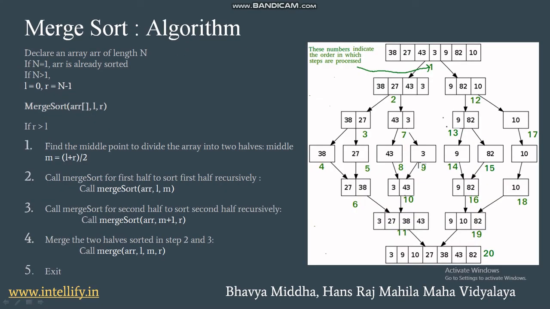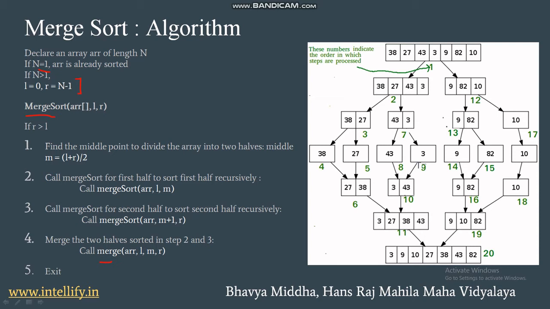Okay, so dear students, let us discuss the merge sort algorithm. We declare an array ARR of length n. If n is equal to 1, then our array is already sorted. If n is greater than 1, we initialize L as 0 and R as n minus 1. L and R denote the index positions. Then we use two functions in this algorithm: the merge function and the merge sort function. The merge function is used to merge the two halves, and the merge sort function recursively calls itself to divide the array till the size becomes 1.